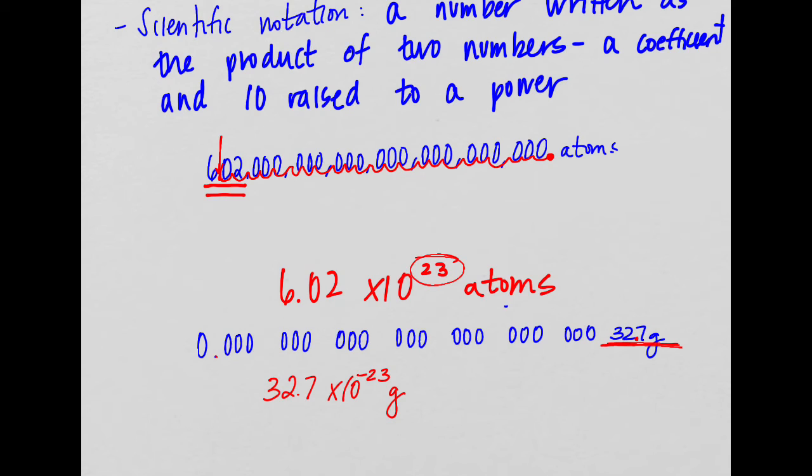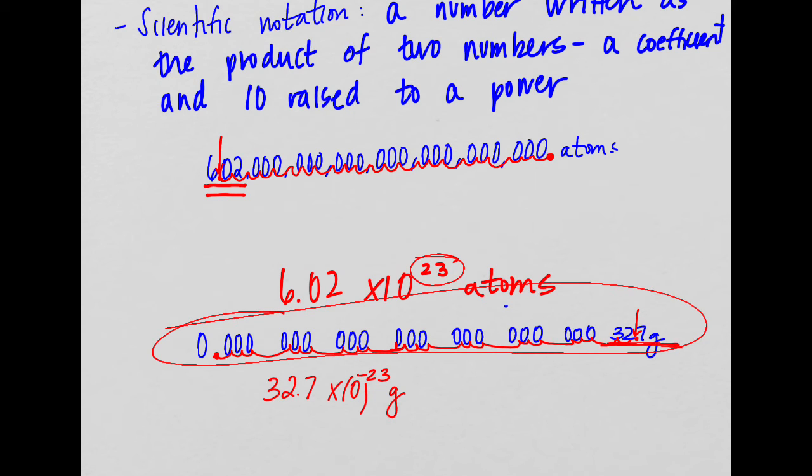Okay, so we're going to do the same concept. We're going to move this decimal point over until it's right here. And if we do the whole thing, I'm not going to count it all out again, we'll see that we move that decimal place 23 times. And the reason that it has a negative sign here is because this whole number is less than 1.